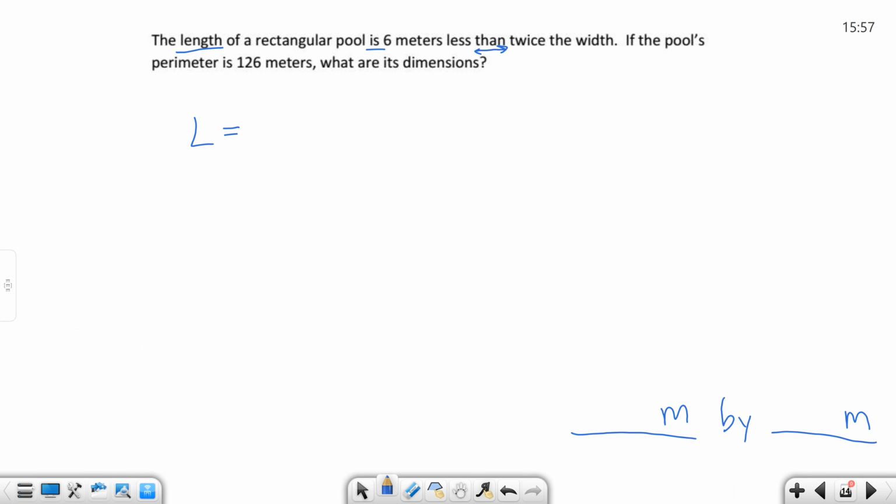So again, let me just say that. Capital L here or cursive L, don't use just a straight up-down line because you'll think it's a 1. So L, the length is 6 meters and then less than. Instead of doing 6 minus, it's minus 6. Remember, the word than turns it around.